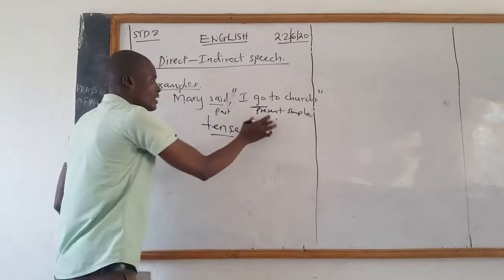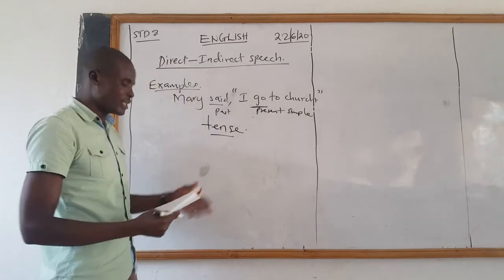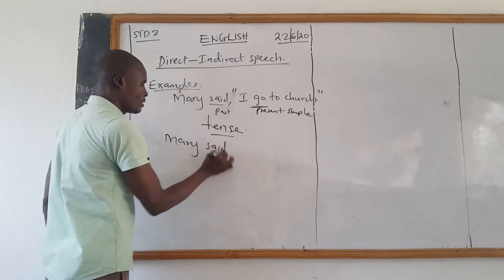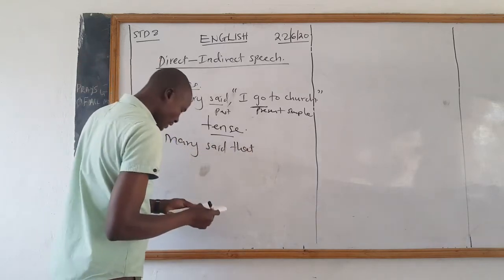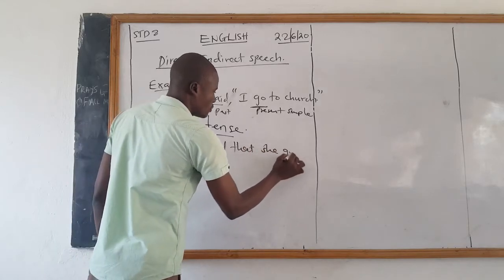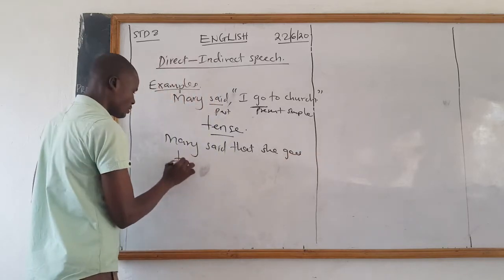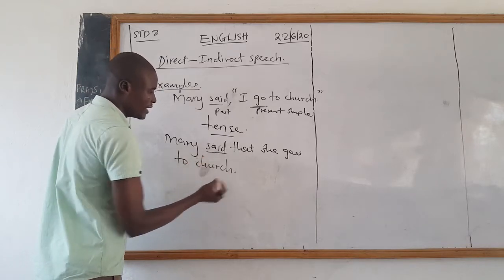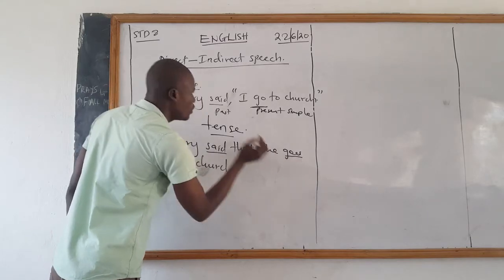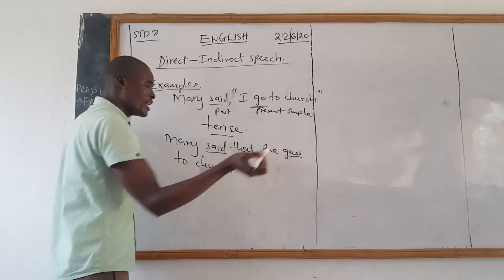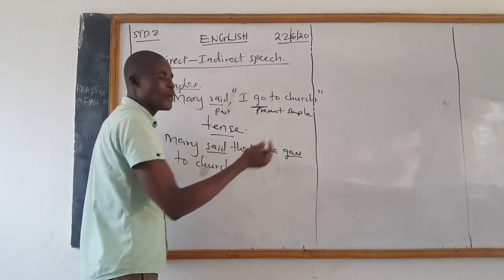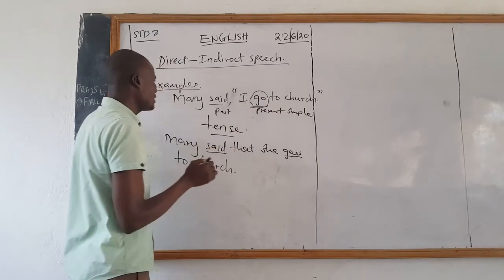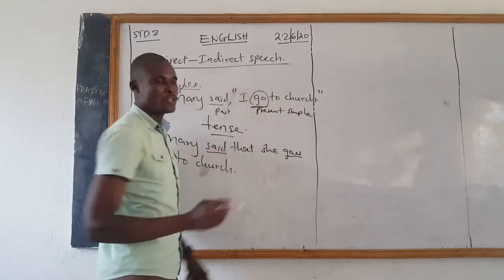That's why learner, after looking at the tense, we are able to get the answer correctly by saying that Mary said that she goes to church. So learner, if you're very keen, we have maintained our said, and again, Mary said that she goes. We don't change that. It remains present simple. You can't change that to the past by saying that Mary said that she went to church. You can't put went here because Mary speaks in the present simple tense there. Hence, it must remain like that. Mary said that she goes to church. And that is the correct answer.